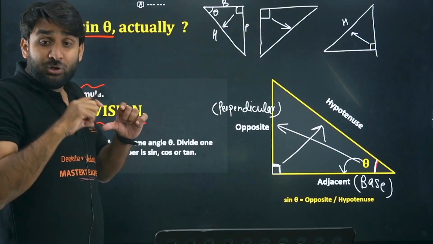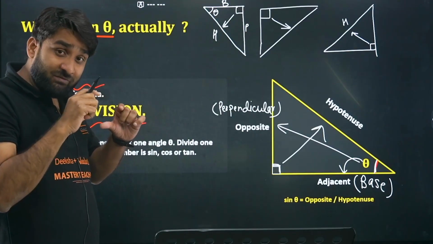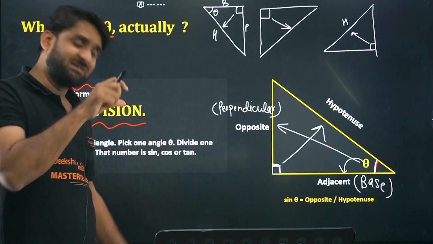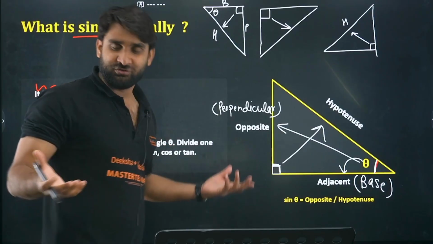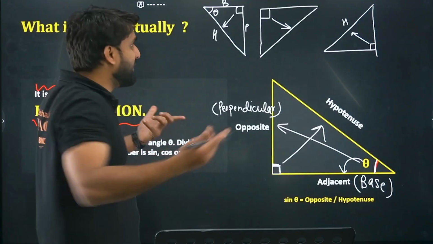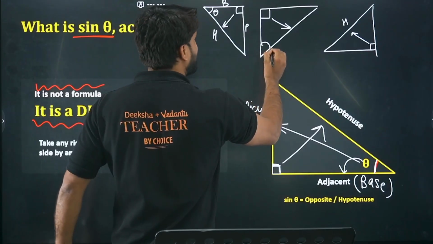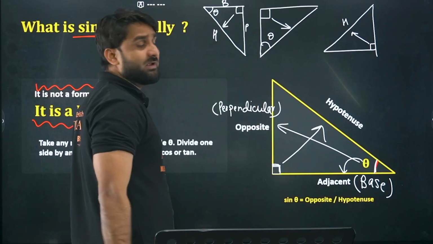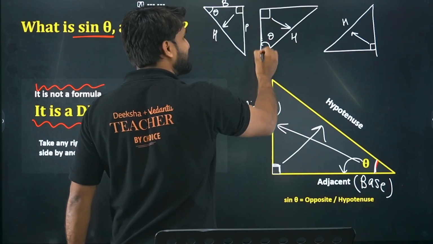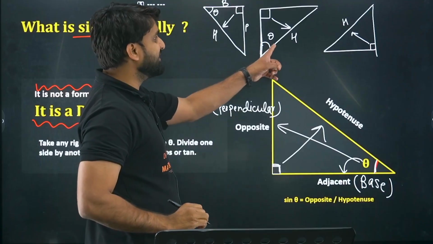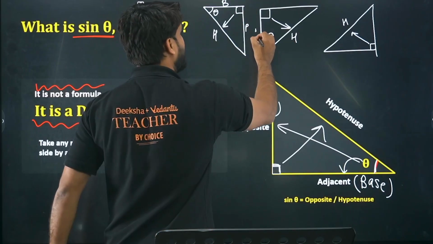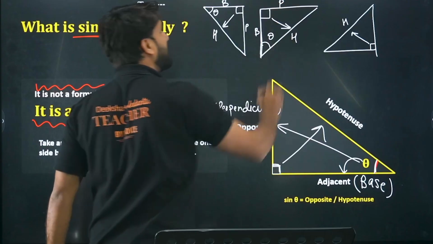So the side of the right angle triangle on which theta is situated is called base, and hypotenuse is fixed. So the remaining side has to be perpendicular. For example, if I take theta here, hypotenuse is fixed. For this theta, this will be the adjacent side, because theta is associated with this line and this line, and this is hypotenuse. So this line will be base and it has to be perpendicular.